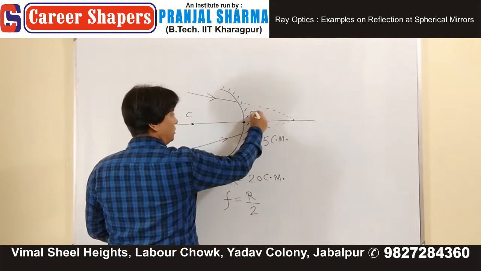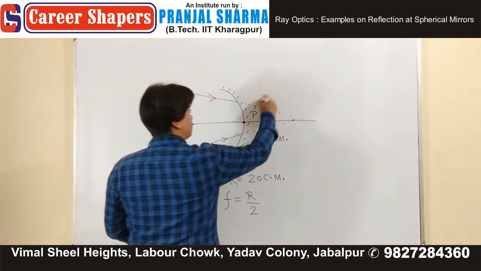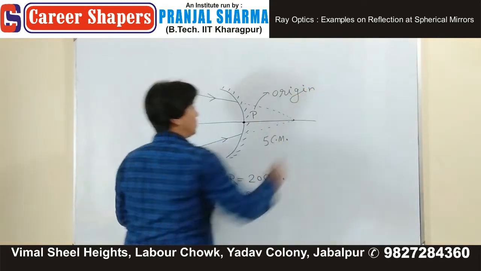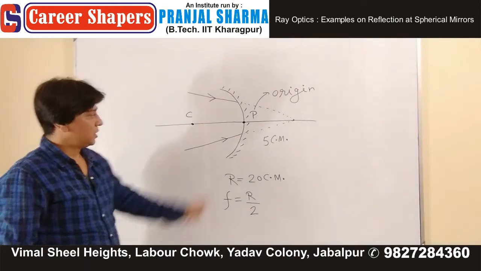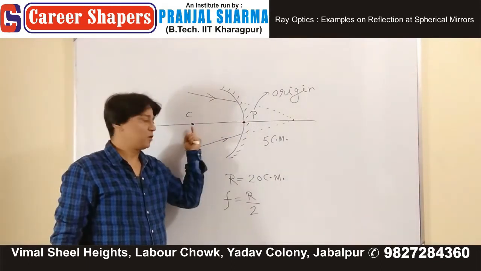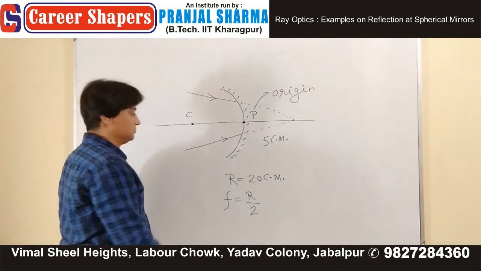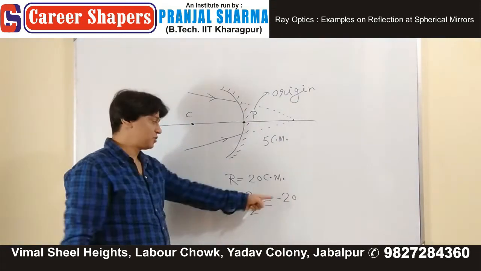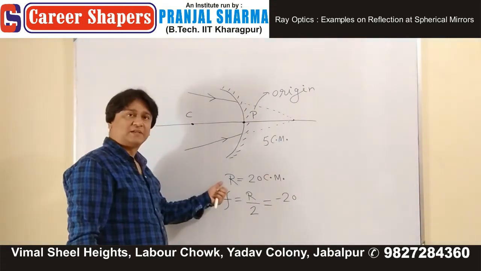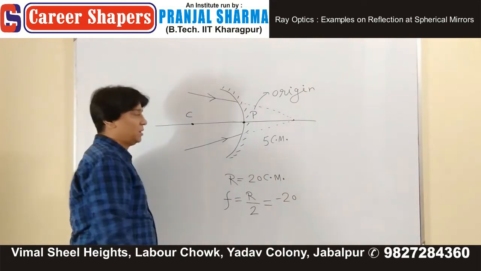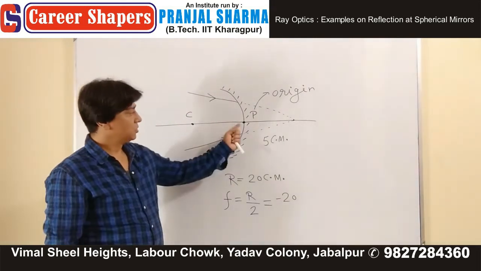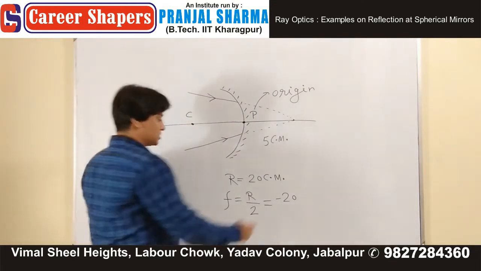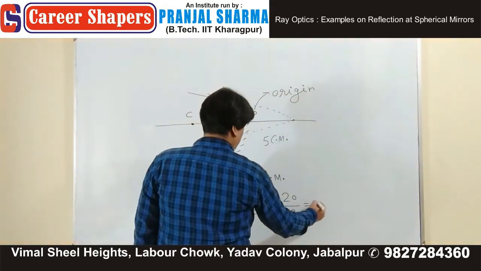This point is pole, and you know that pole should be considered as origin. If this is origin, center of curvature is on the left side, that means R with sign will be minus of 20. This is the part basically saying that radius is 20 centimeter. When you need to find focal length, you have to decide on which side center of curvature lies. So this is coming minus 20 by 2, which is minus of 10.